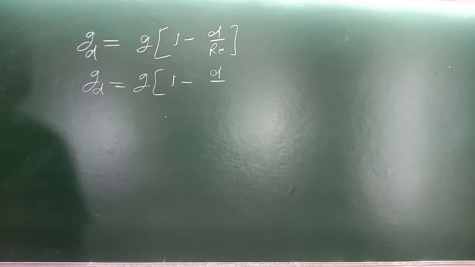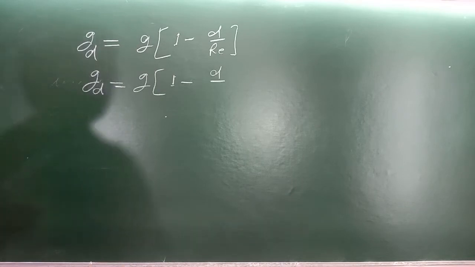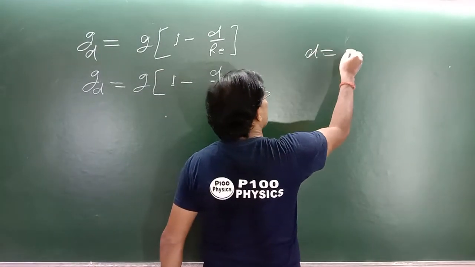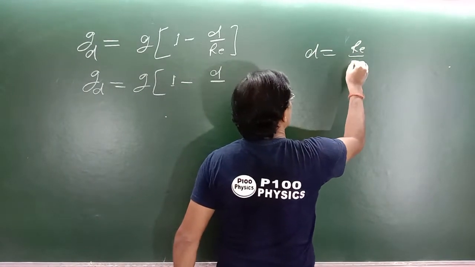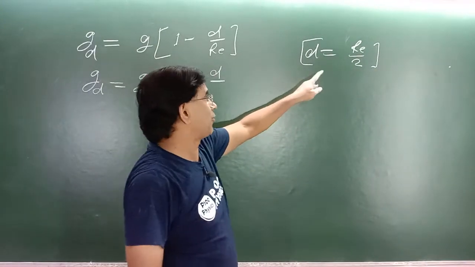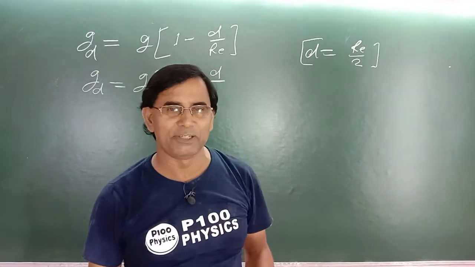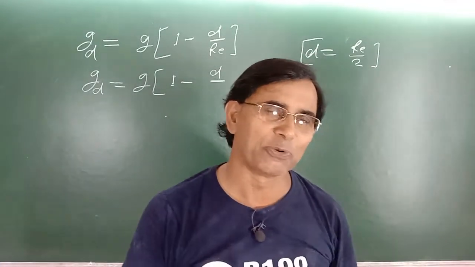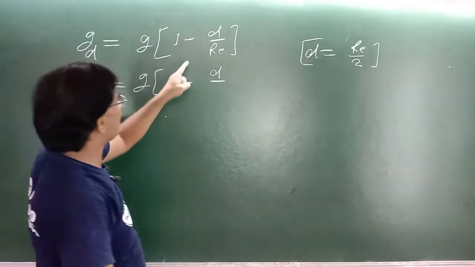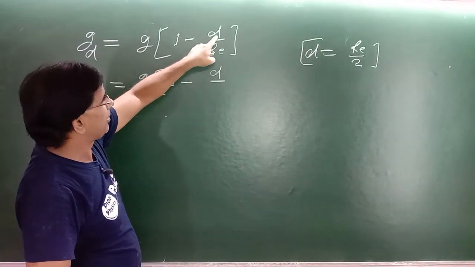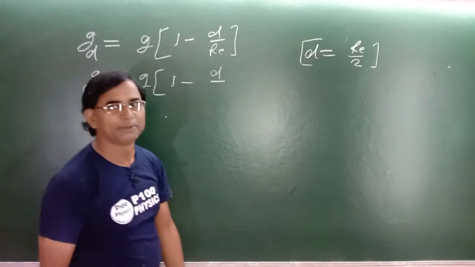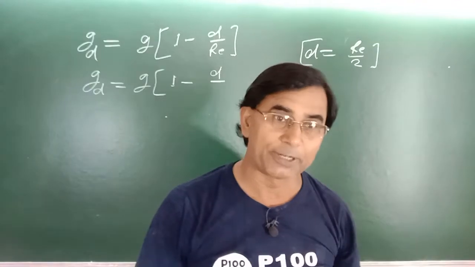d equals R by 2. Okay, not R. Correct the question: d equals Re by 2. Because if d equals Re, then g will be 0 and there will be no question. At d equals Re, Re by Re is 1, 1 minus 1 will be 0. That is the center.